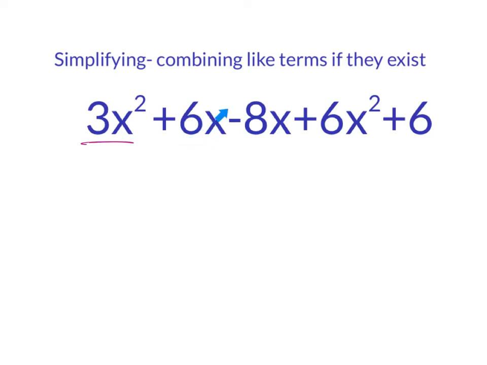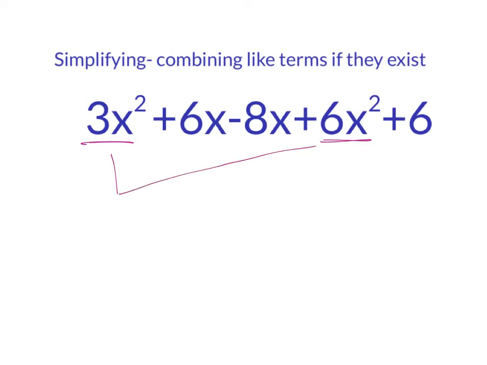I have 6x here, but there is no exponent, so these two are not like terms. Minus 8x, also no exponent here. And then 6x squared, that does have an x to the second, so these two are like terms. So I'm going to go ahead and underline those. And I'm going to go ahead and just add them.